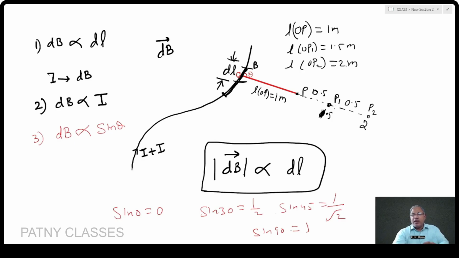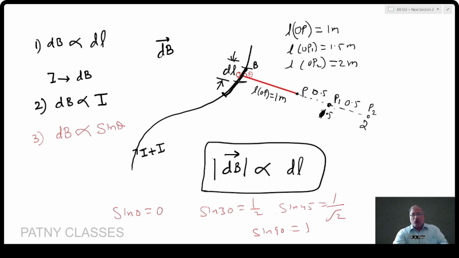So which point is very close to the DL? The point P is very close to the DL. That means it is near to the element DL. When the point is near to the element DL, the magnetic induction is larger. As you are moving away from the element DL, the value of magnetic induction also decreases. Not only does it decrease, but it decreases by a larger amount.